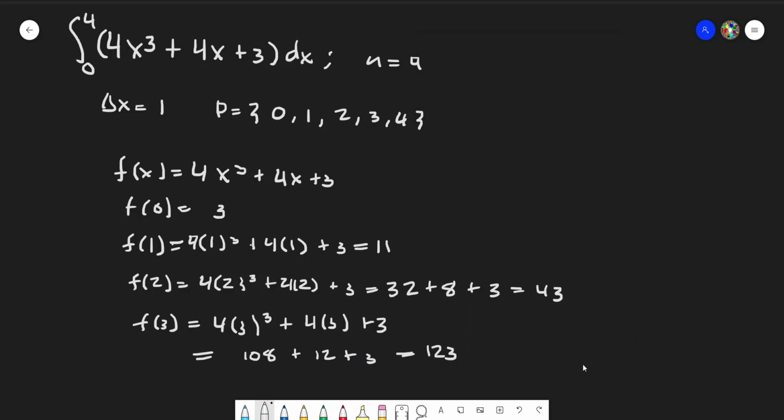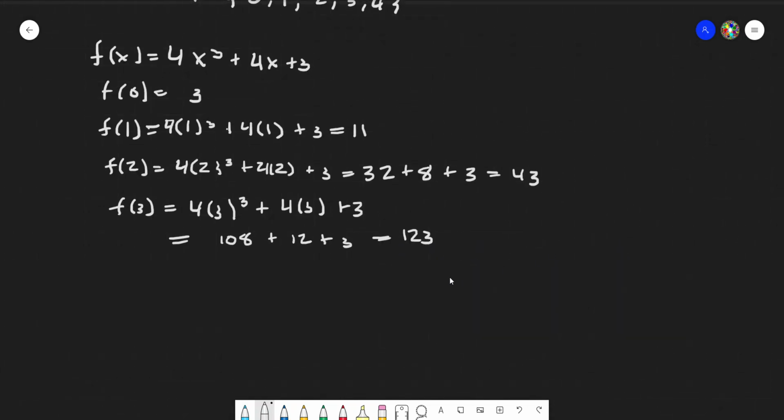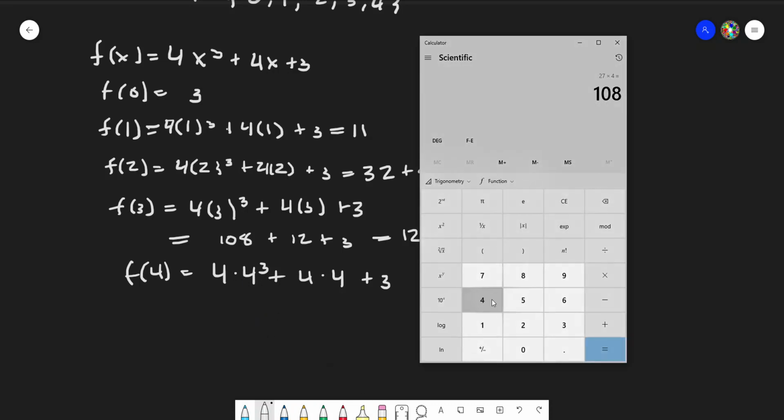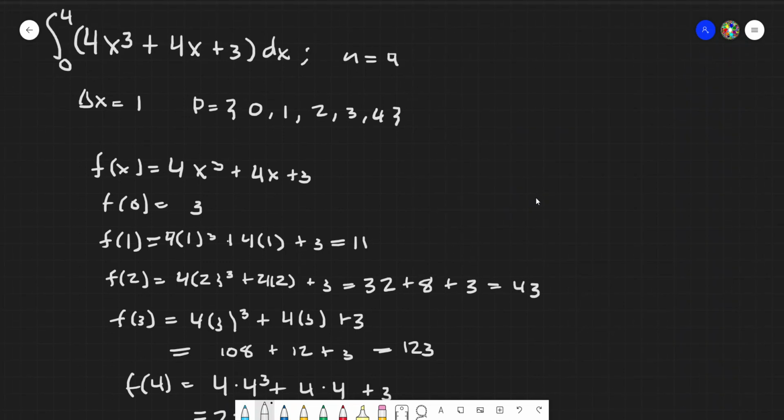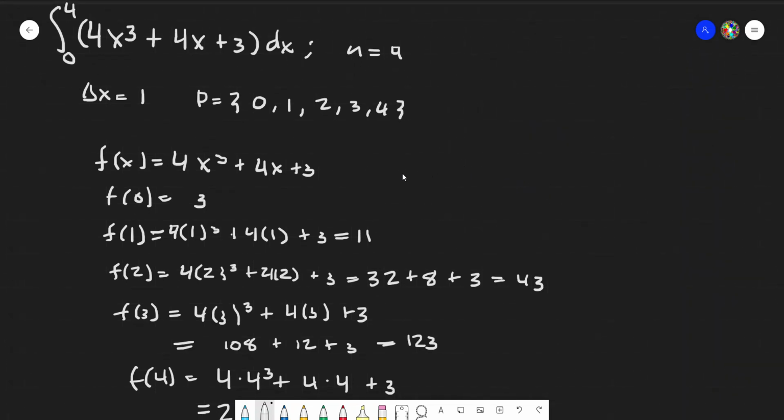So we need one more actually, and that's f of 4. So we have 4 times 4 cubed plus 4 times 4 plus 3. 4 cubed is 64, and 4 times 64 is 256. Plus 16, and then plus 3, so you get 275. Okay, so we can probably plug in everything now for our Simpson's rule.